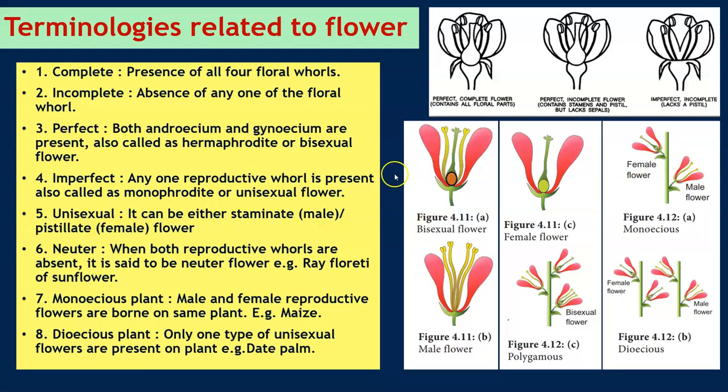Then we have unisexual and bisexual flowers. Where both the androecium and gynoecium are present, it is a bisexual flower, and if only any one of the reproductive whorls is present, then it is called a unisexual flower. Then we have the neuters, which do not have any of the reproductive whorls, and then we have our monoecious plant where both the male and the female flowers are produced on the same plant, and dioecious plant where only one type or unisexual flowers are present on the plant. That is, here you can see only the female flower is present, and here only the male flower is present.